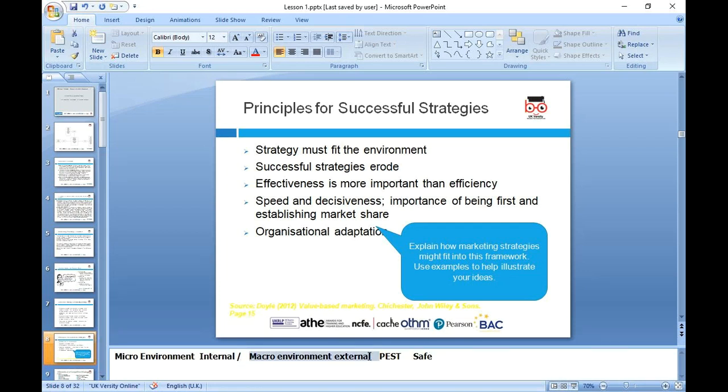Then the macro means the external environment, which is uncontrollable. We can't control it.